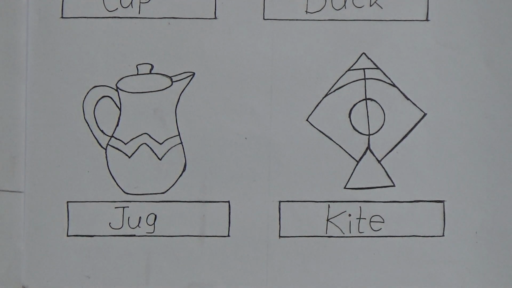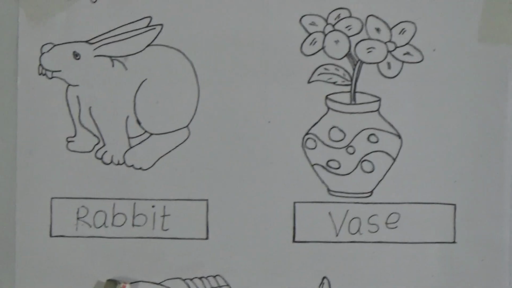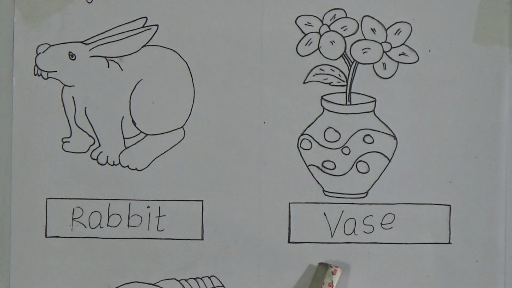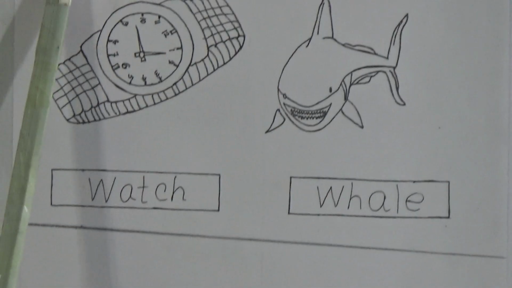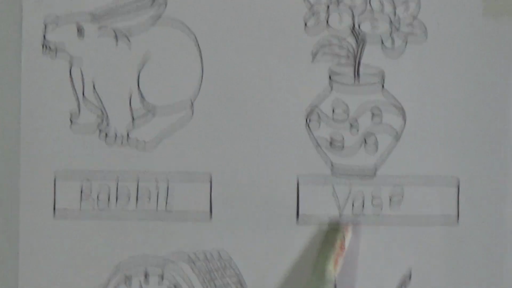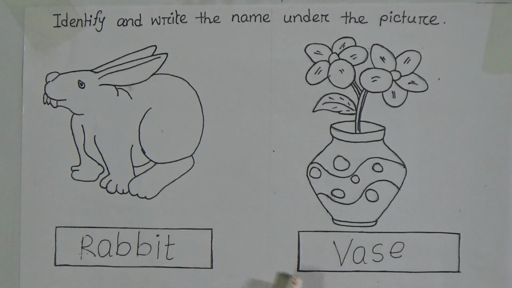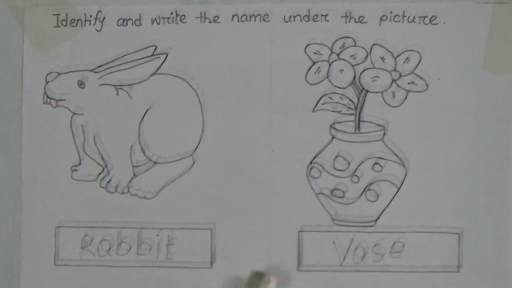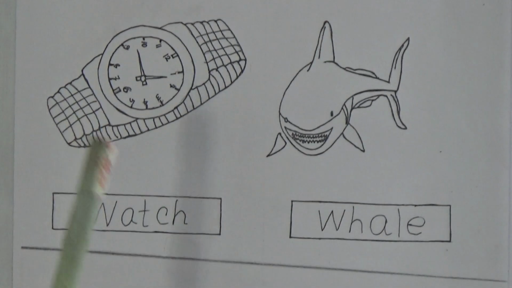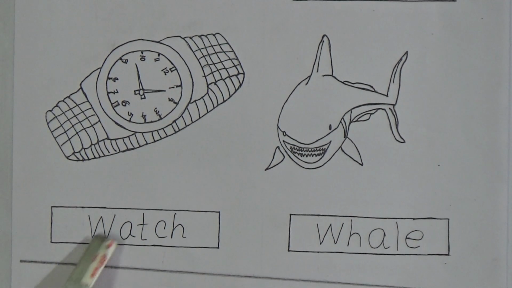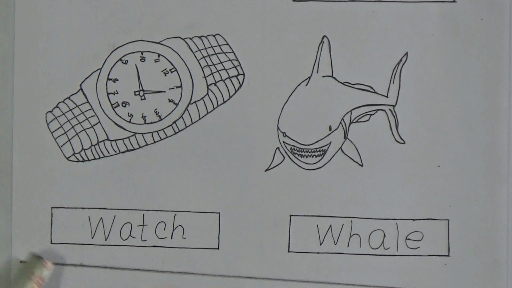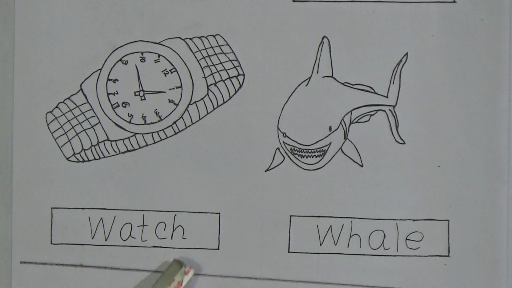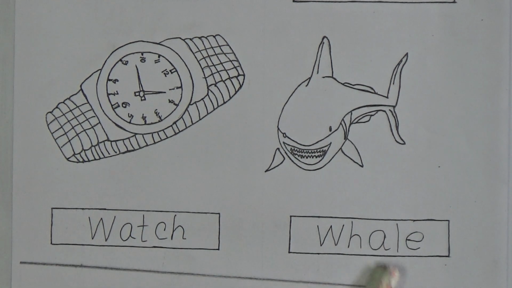So students, what we have learned here: this is the picture of a rabbit. This is the picture of a vase. R-A-B-B-I-T, rabbit. V-A-S-E, vase. This is the picture of watch. W-A-T-C-H, watch. This is well.